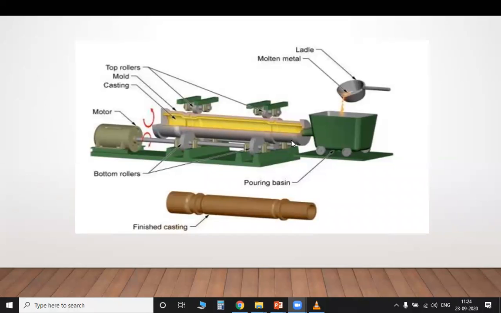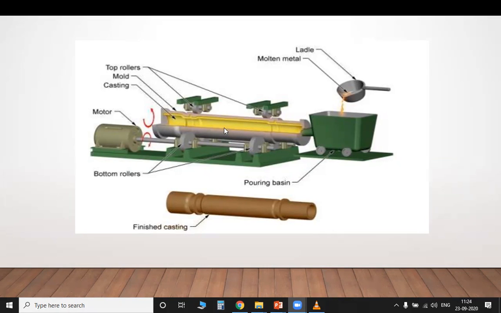So you are not going to get a solid part. It is not a closed part, it is a hollow part. We get hollow cylinders, not closed cylinders, because when the molten metal is poured into the mold and the mold is rotating, the molten metal is carried out to the walls of the mold and sticks there. It rotates in one direction, so the motor is used here.